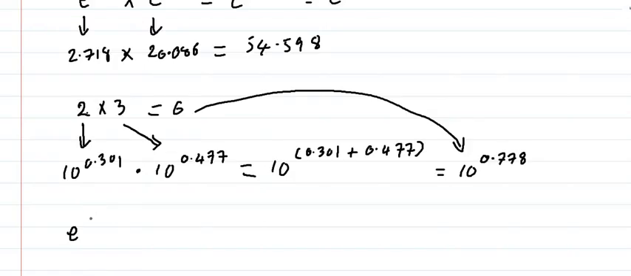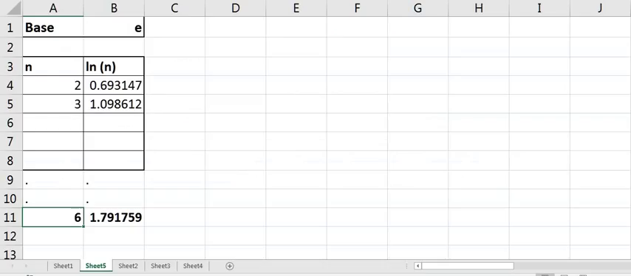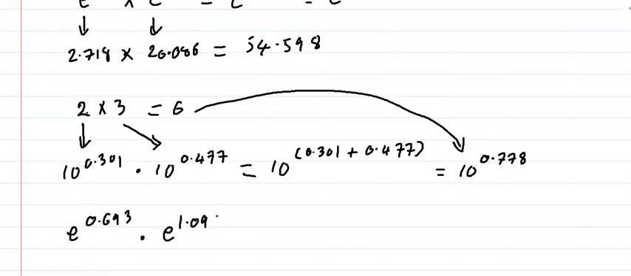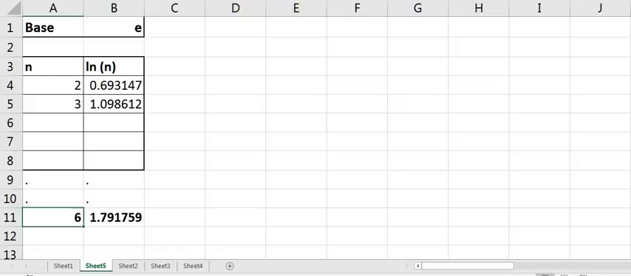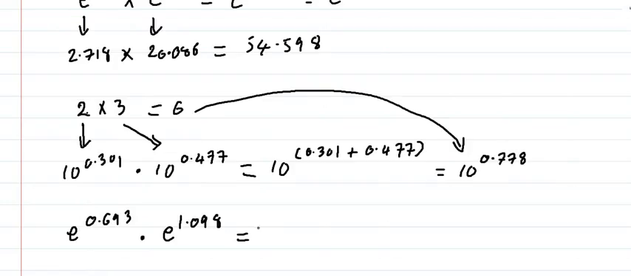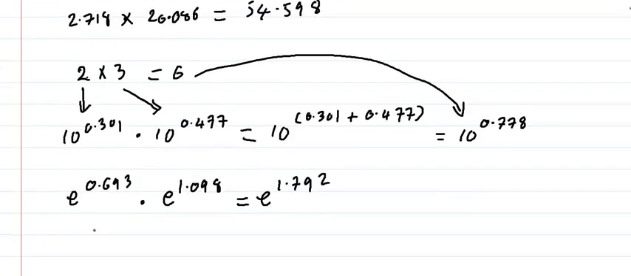So we write those out and we find e to the power of 0.693 multiplied by e to the power of 1.098 gives e to the power of 1.792. And this simply equals 2 times 3 equals 6. And of course we can now choose almost any number we want.